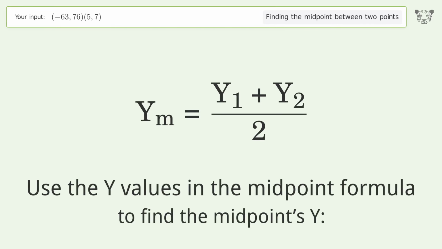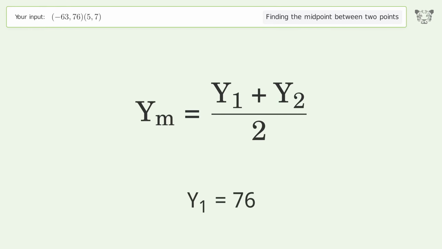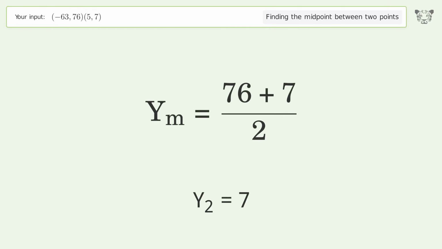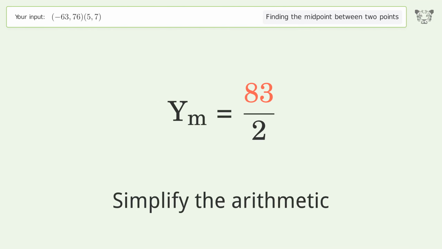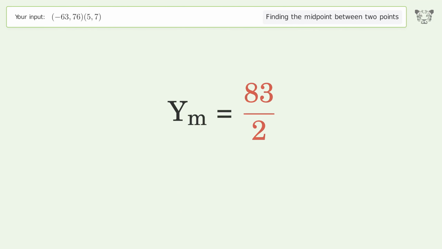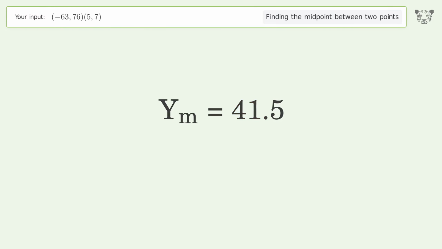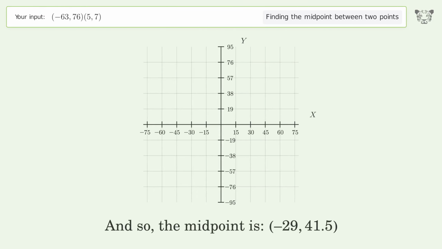Use the y values in the midpoint formula to find the midpoints y. y1 equals 76. y2 equals 7. Simplify the arithmetic. And so, the midpoint is negative 29, 41.5.